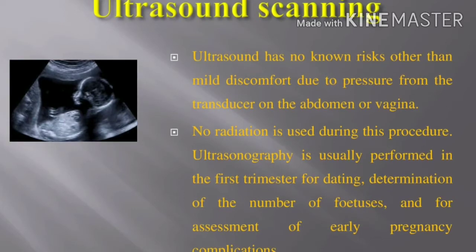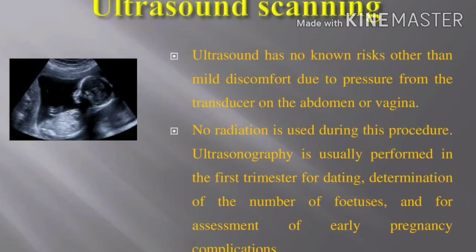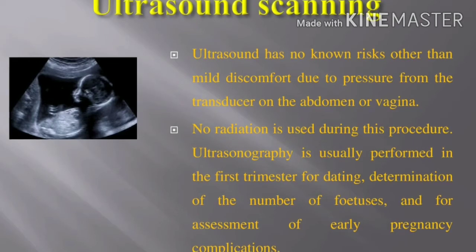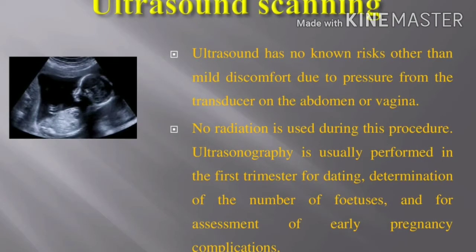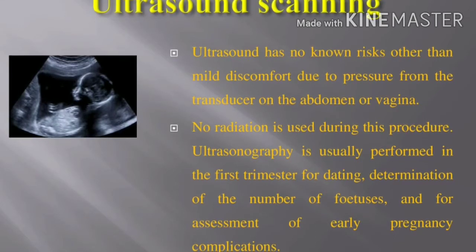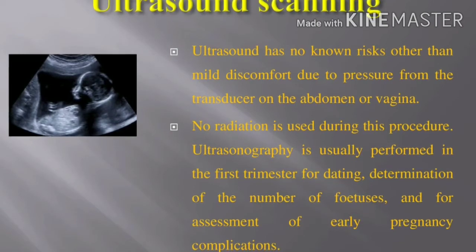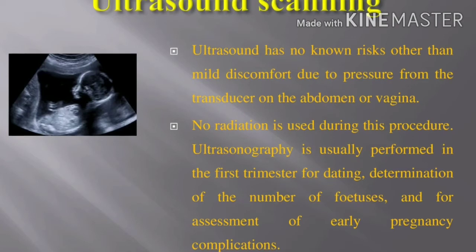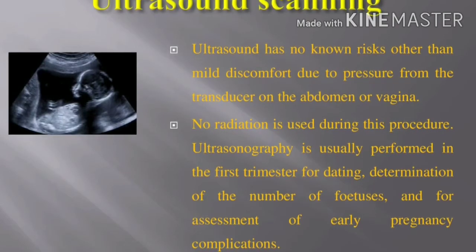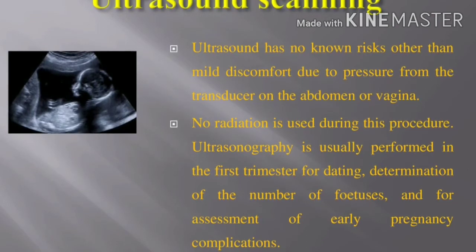It has a main function in the first trimester: confirmation of the pregnancy and analyzing the dating. Next is determination of the number of fetuses, whether it is twins or a single baby; they have to identify the number of fetuses. Next is assessment of early pregnancy complications. What is an early pregnancy complication? That is ectopic pregnancy.